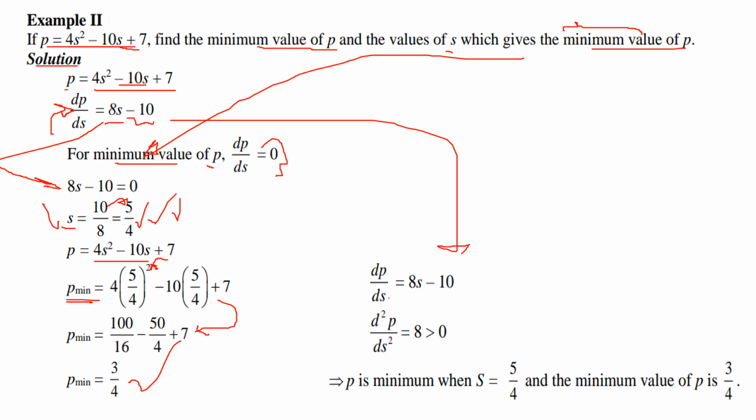So finding the second derivative in respect to s gives us 8, because when you differentiate 8s, you are going to get 8. When you differentiate negative 10, you get 0. And this 8 is above 0. Now, since our second derivative value is above 0, we are going to conclude that, therefore, P is minimum when S is equal to 5 over 4, and the minimum value of P is going to be 3 over 4, just like we obtained it here.